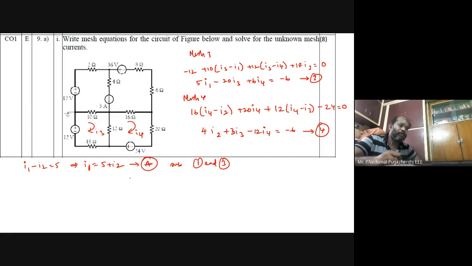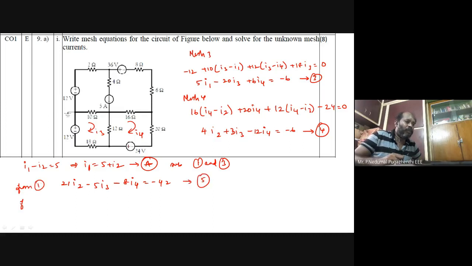So if I substitute in the first equation, my equation is going to be 21 I2 minus 5 I3 minus 8 I4 is equal to minus 42. This is from the first equation. Let us take this as equation number 5. In the same way, from the third equation I will get 5 I2 minus 20 I3 plus 6 I4 is equal to minus 31. This is my sixth equation.